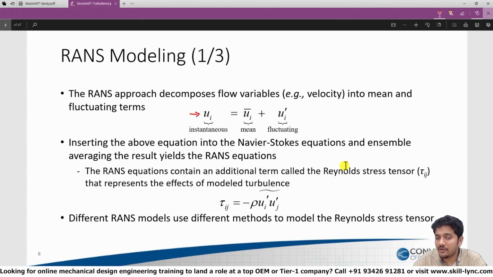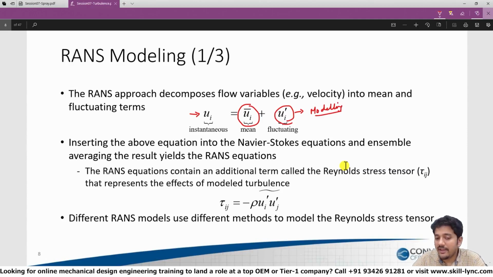So this is the accurate velocity field that you have, and what you're doing is you're decomposing that into a mean field and a fluctuating component. All right, so this mean field is what you are going to be solving for, and this fluctuating component is what you are going to be modeling. Modeling as in you're trying to approximate it.